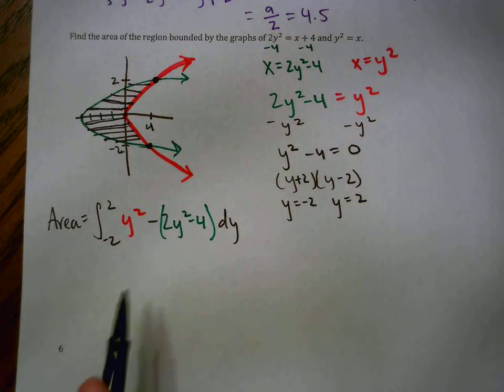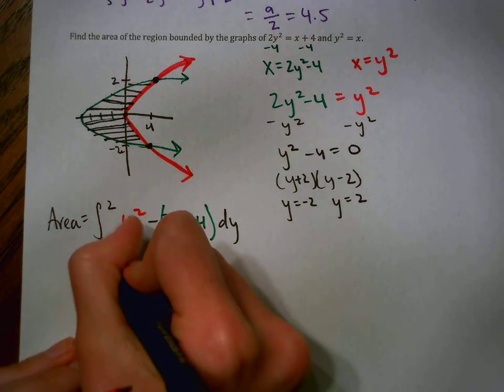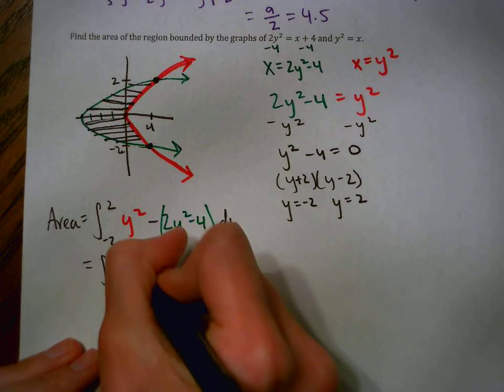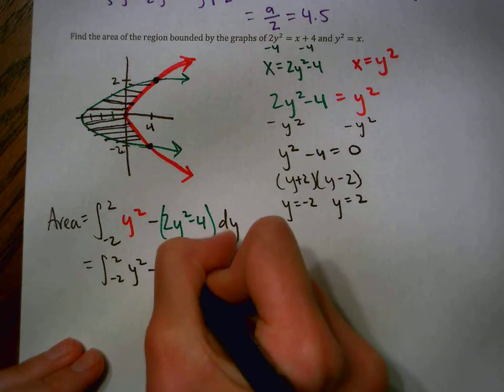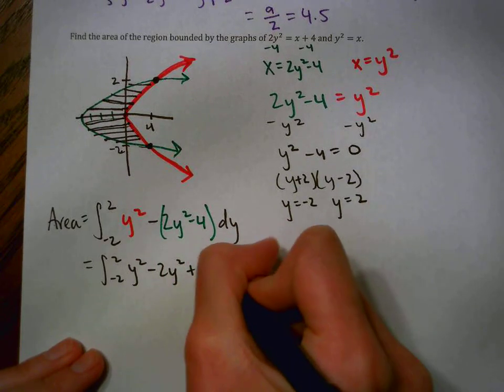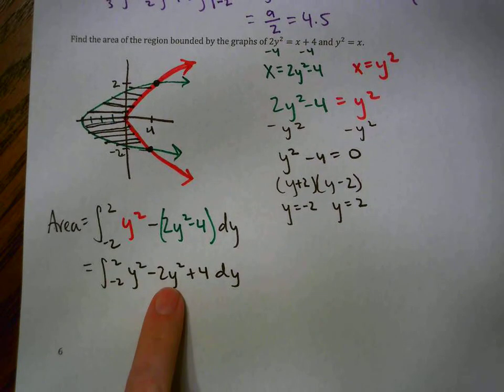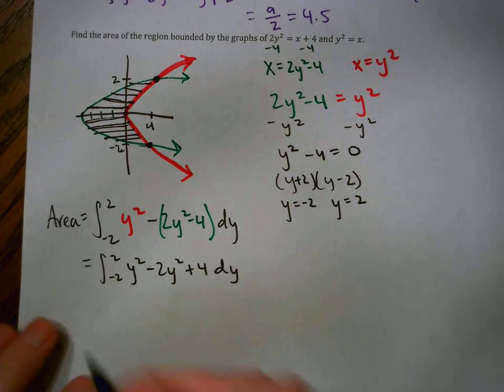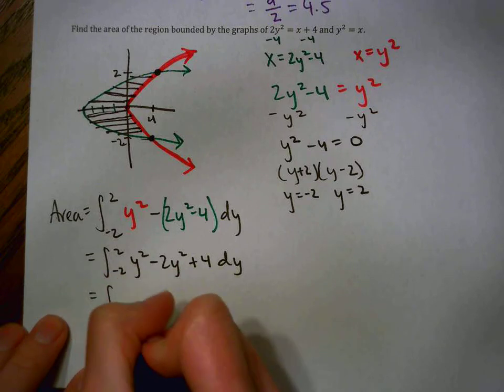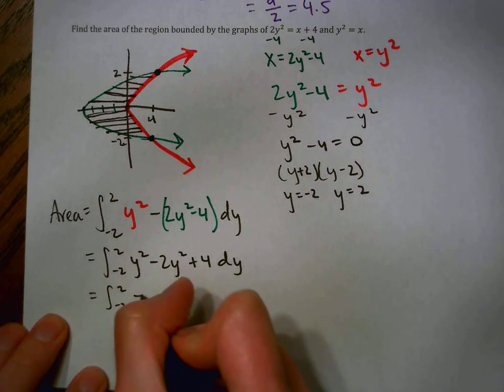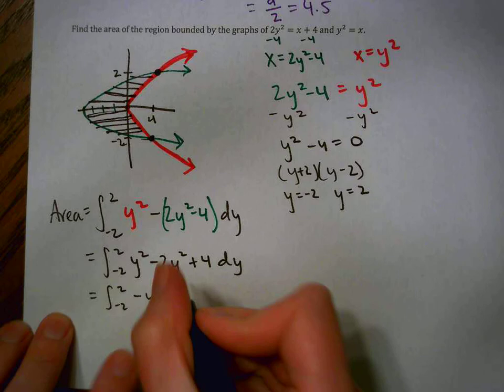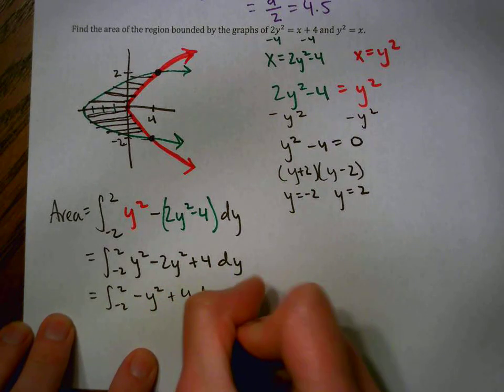Because why is that bad? Because then you wouldn't distribute this minus sign, which I'm going to go ahead and do. So this becomes y squared minus 2y squared plus 4. And now we can go ahead and combine these like terms before we integrate. So it becomes -y squared when you combine plus 4 dy.